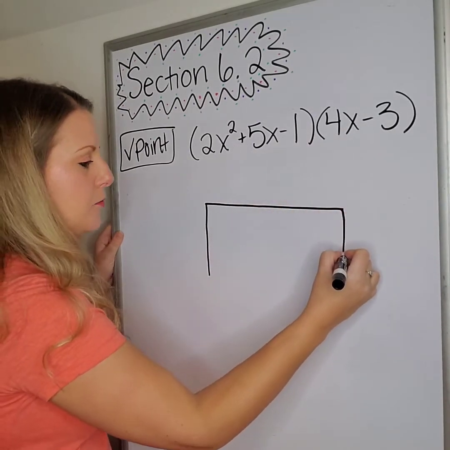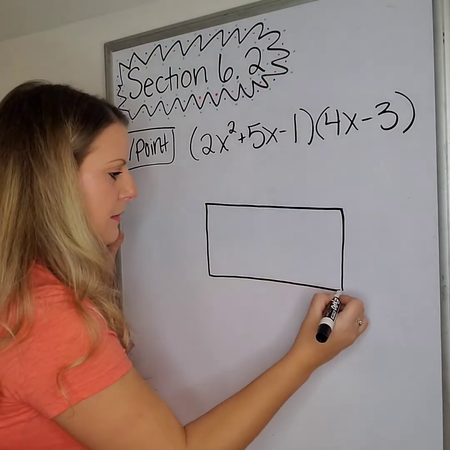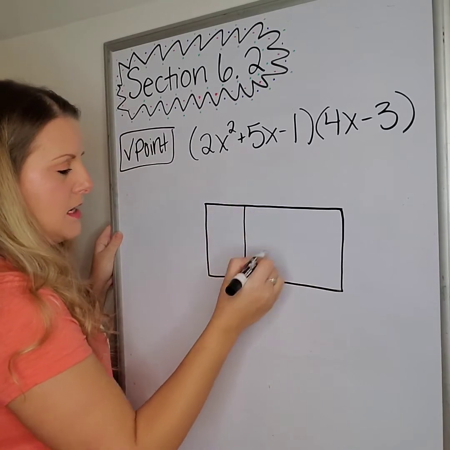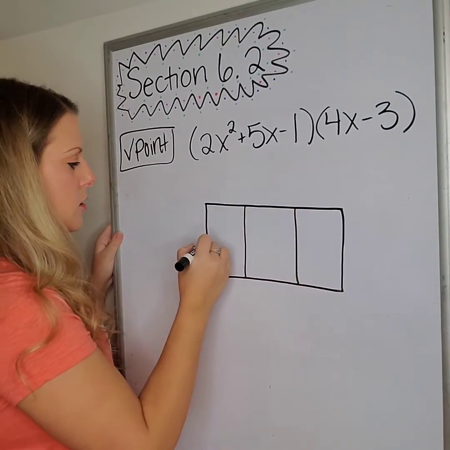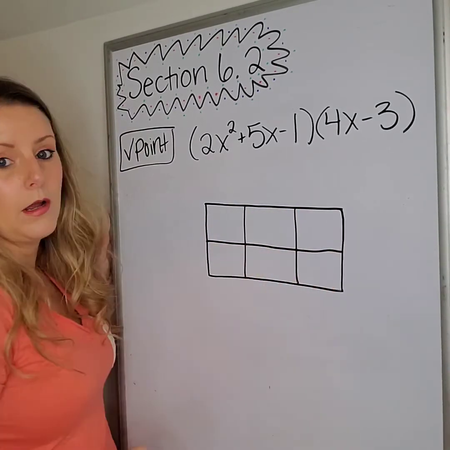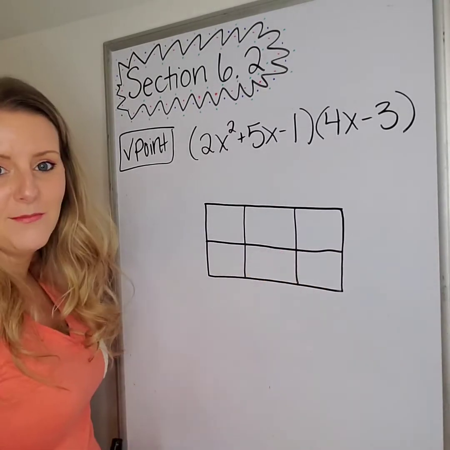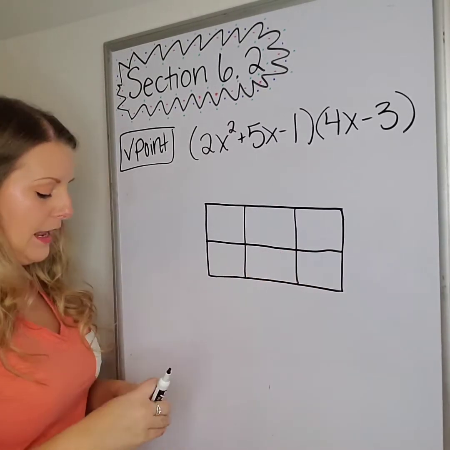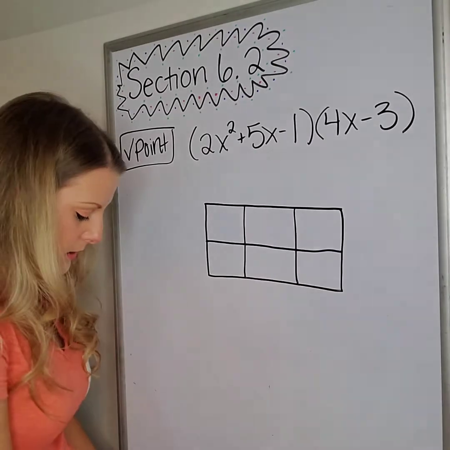So I know I need a 3 by 2 box. So I'm kind of making a rectangle. I'm making my 3 columns and my 2 rows. Okay, and it doesn't have to be perfect. Okay, I messed up. It's totally fine. So now you're going to fill in your things.